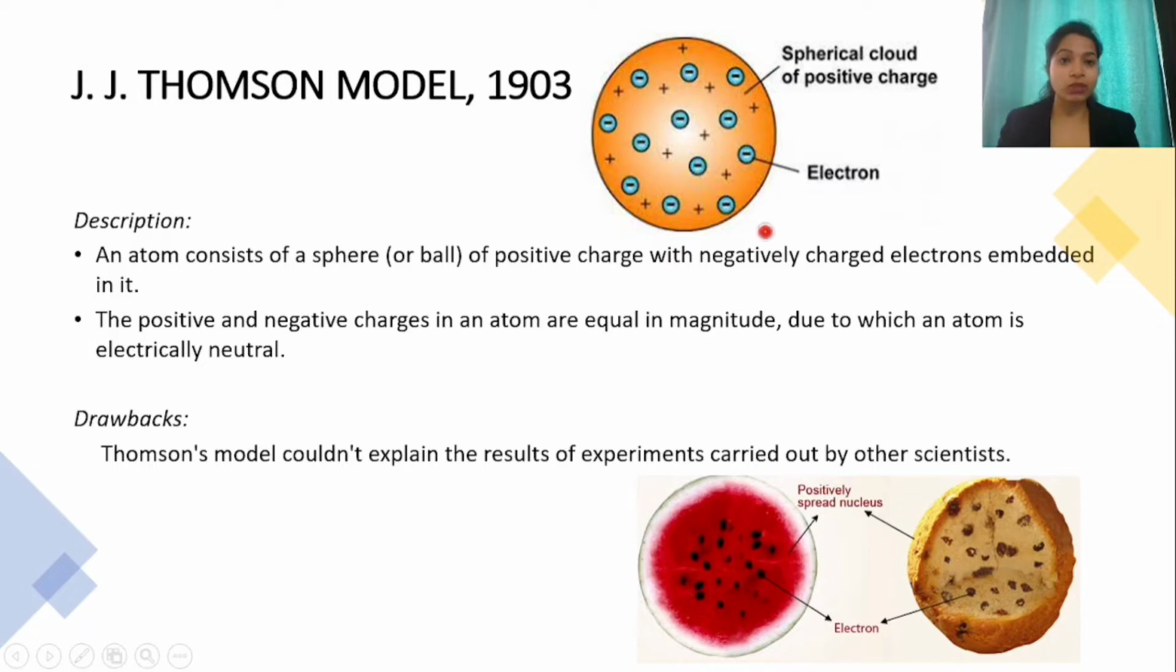Similarly, in the structure of an atom, there is a sphere of positive charge and the electrons, the negative charges, are embedded into the sphere. The drawback of his model was that he couldn't explain the results of experiments that were carried out by other scientists in the upcoming years.